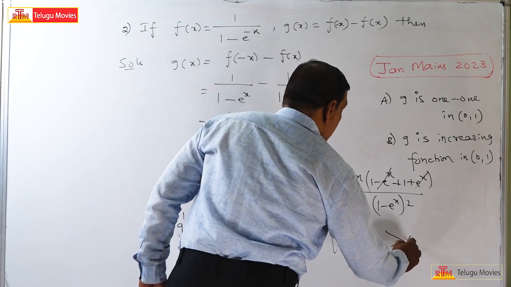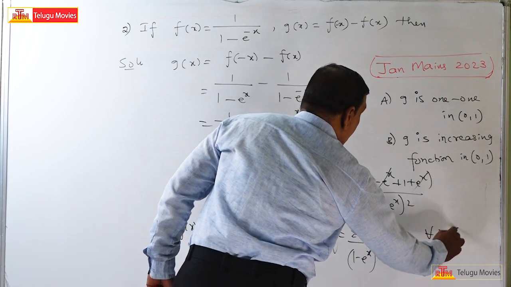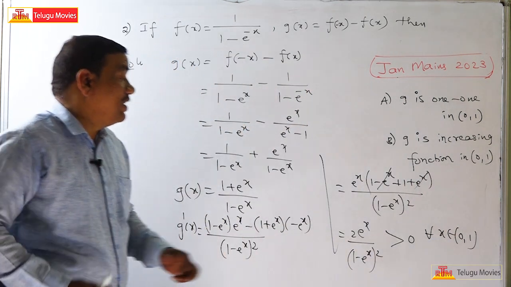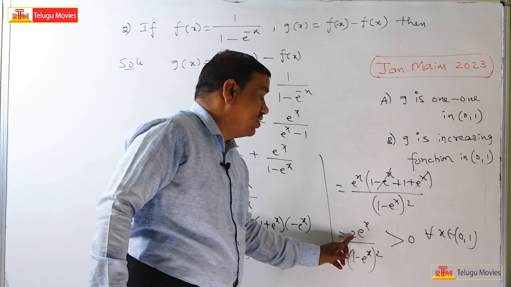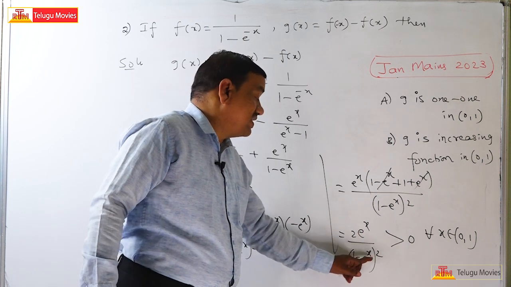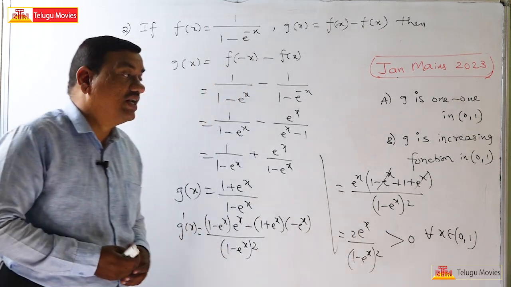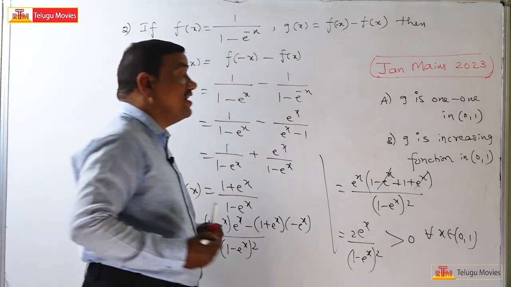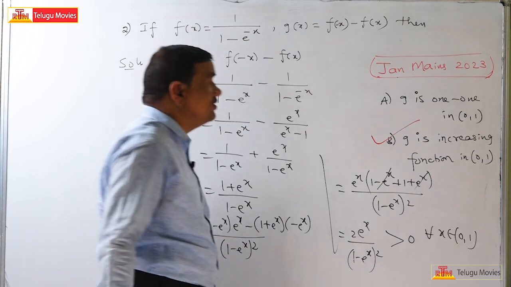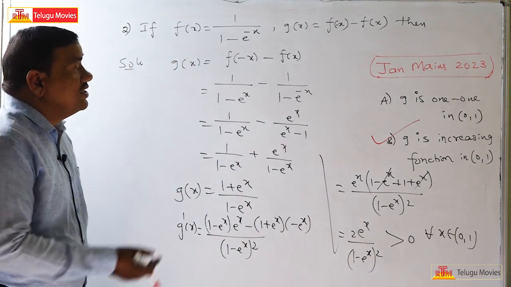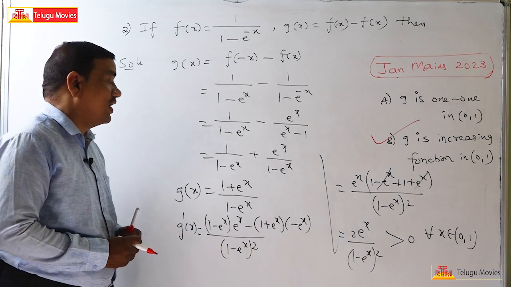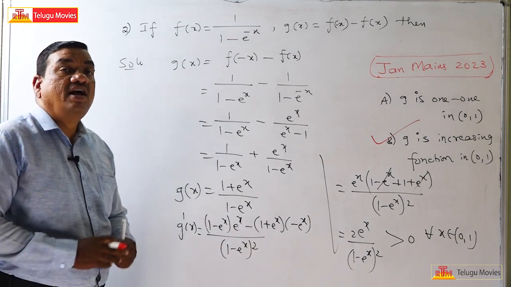It is always greater than 0 for all x belonging to 0 to 1. So whatever may be the value from 0 to 1, you substitute here, 2 into e power x by 1 minus e power x whole square, it is strictly greater than 0. Therefore, from this what can you say? G is an increasing function in 0 to 1. So it cannot be a 1 function from 0 to 1. Okay now? Right. So it is clearly an increasing function.